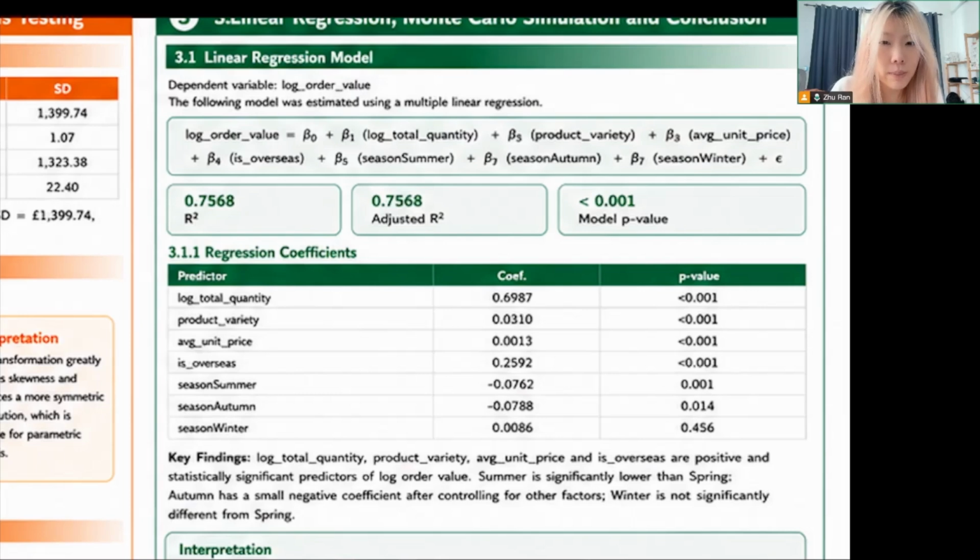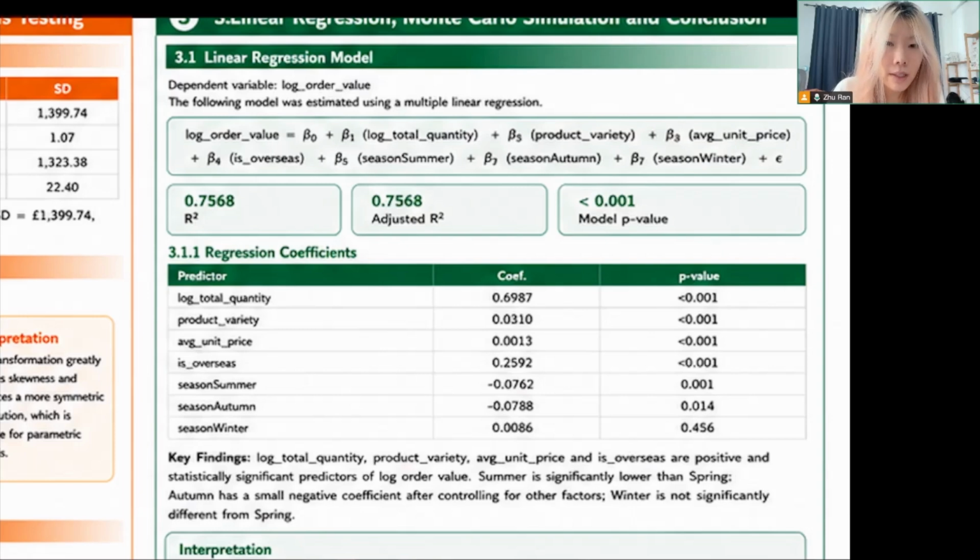The strongest positive predictor is log total quantity with a coefficient of 0.6987. This means orders with a higher total quantity usually have higher order values. Product variety is also positive and statistically significant. Its coefficient is 0.0031 with a p-value less than 0.001.